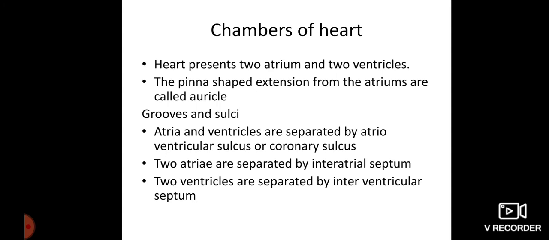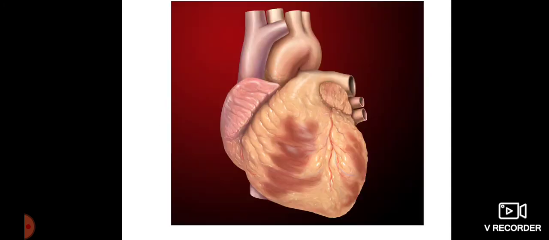Now surfaces. Surfaces are anterior surface. Anterior surface is formed by the structures which are visible from the anterior aspect. That is right atrium, right auricle, right ventricle and left auricle. So these are the borders and one surface. Then another surface is left surface which is formed by the same structures forming the left border. That is left ventricle and left auricle. Left surface is formed by left auricle and left ventricle.